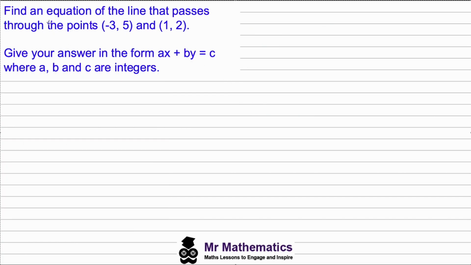So now we've been asked to find the equation of a line that passes between 2 points. The first and the second point are given. We've been asked to give our equation in the form of ax plus by equals c, where a, b, and c are all integers. So integers mean that they are whole numbers. So perhaps you want to try this question yourself?